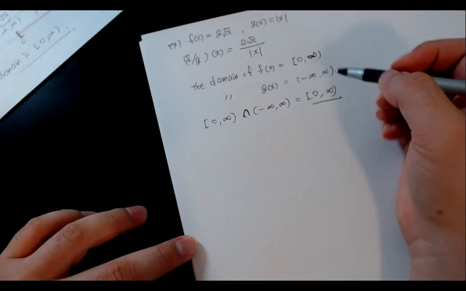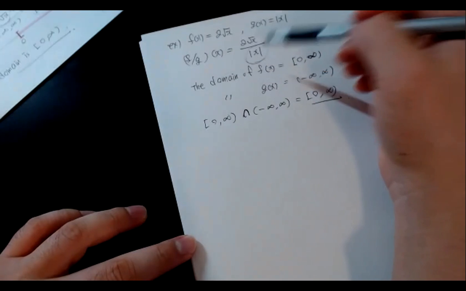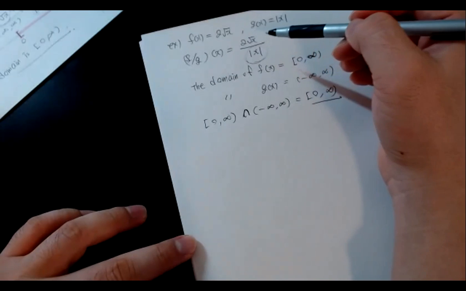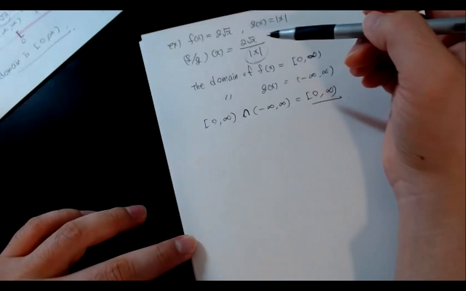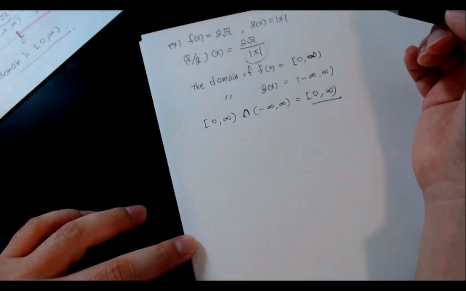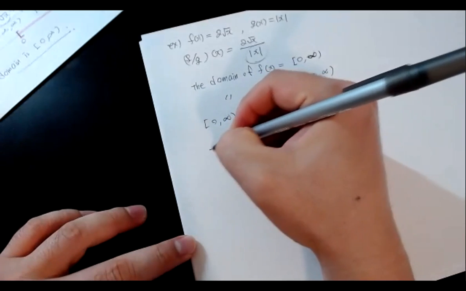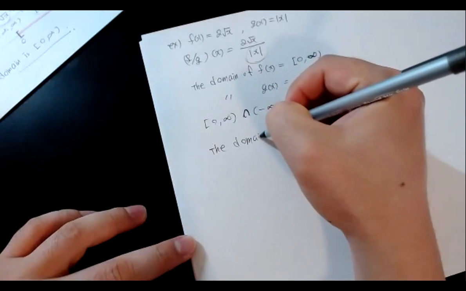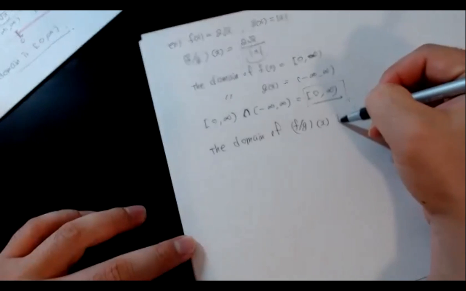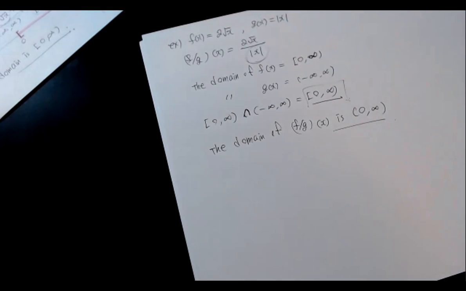So why? Because when you look at the denominator, when x equals 0, we're going to get big trouble. Why? Because something over zero is not defined in mathematics, okay? So we have to exclude zero from the intersection of the domains of f and g. So the domain of f over g of x is going to be just the open interval 0 to infinity. Okay. All right.